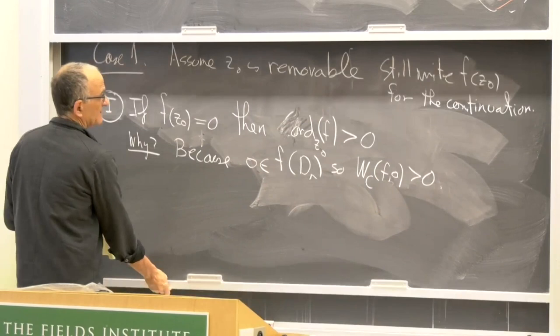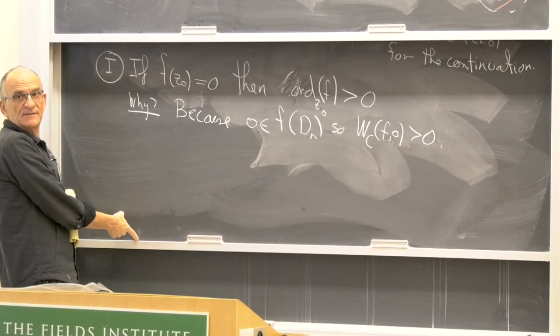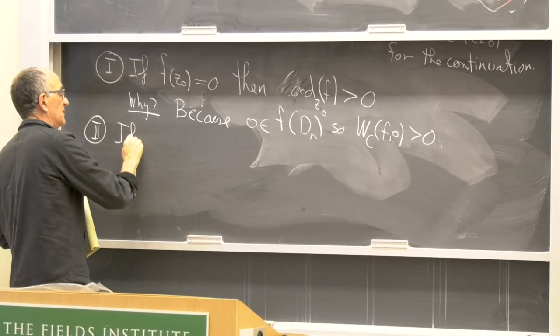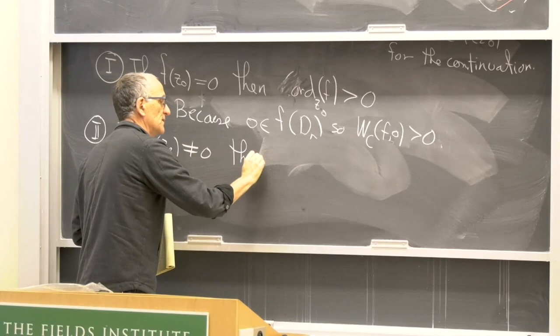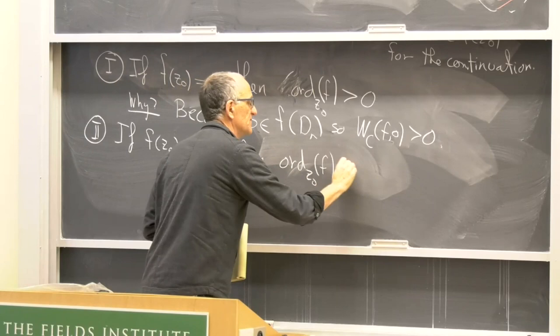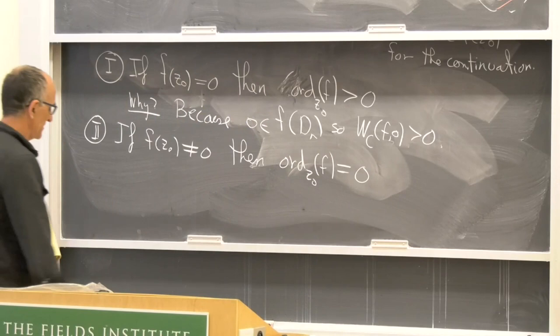All right. Okay. Can this be seen now? Yeah. Okay. If F of z zero is not zero, then the order of F should be zero, because it measures how many times we are zero and the multiplicity is zero. And why is this true? Okay, I should have written it here.